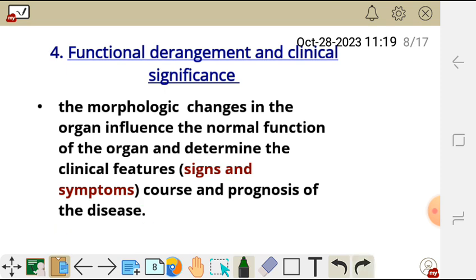Okay, so those were the four aspects of a disease, or we can call them the steps in the evolution of disease, which are the etiology.